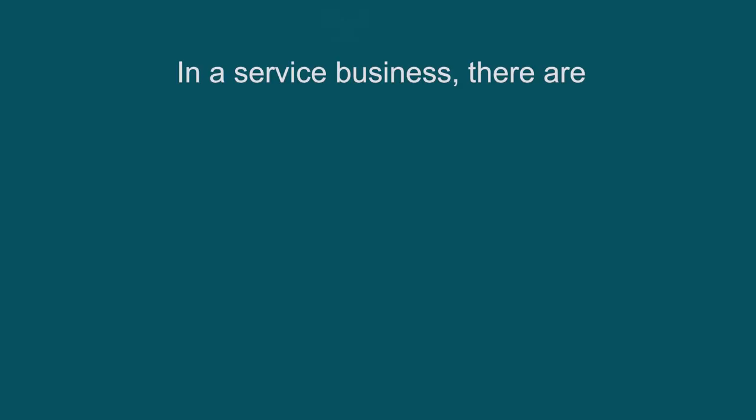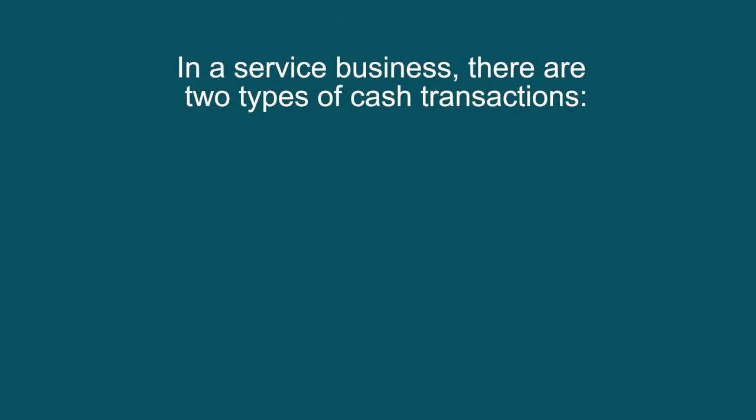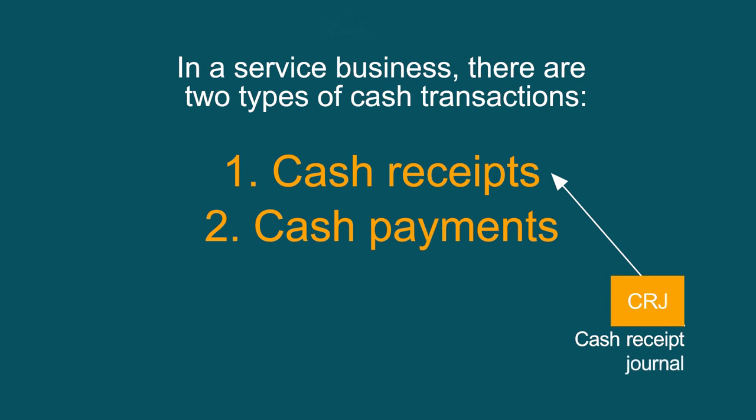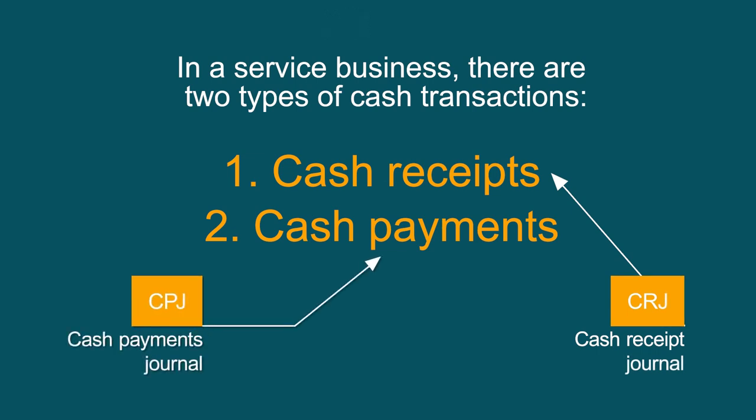Let's go. Remember, in a service business, there are two types of cash transactions, the cash receipts and the cash payments. The cash receipts will be recorded in the CRJ or the cash receipts journal, and the cash payments will be recorded in the cash payments journal or the CPJ.